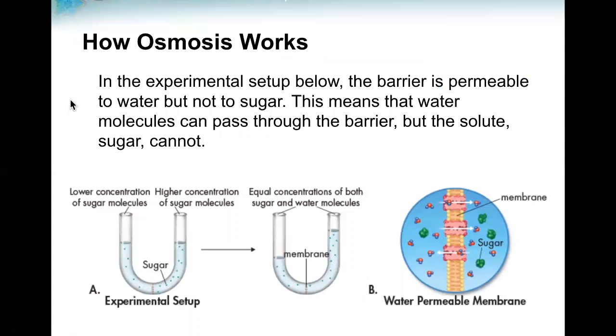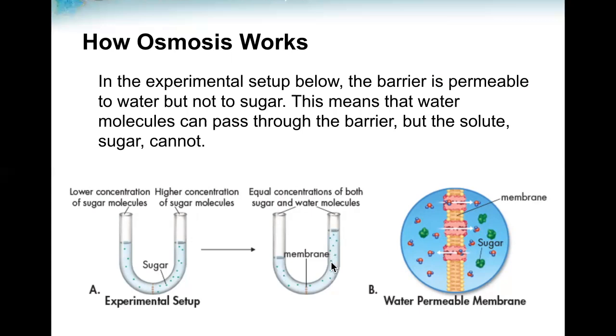In the experiment set below, the barrier is permeable to water, but not to sugar. This means that water molecules can pass through the barrier, but the solute, sugar, cannot. So the membrane is here, set in place, with a low concentration of sugar on one side and a high concentration of sugar on the other. After a time, the water will cross the membrane to make equal concentrations of solute. So the water will naturally go through the aquaporins to make the concentration of sugar on both sides equal or close to equal, even to the point of going against gravity flow.